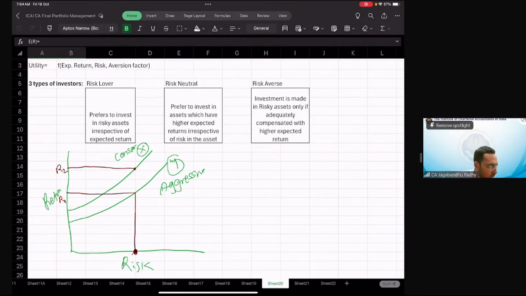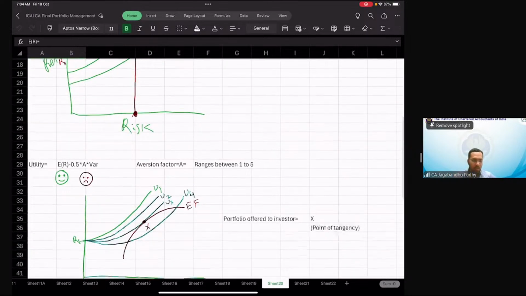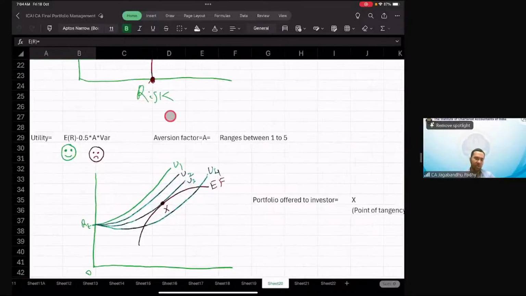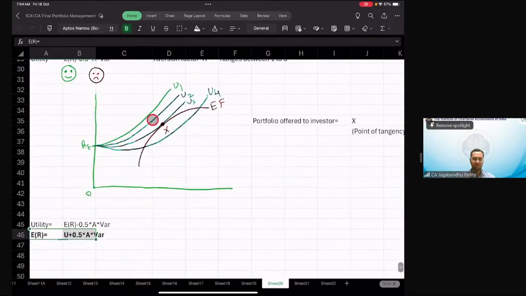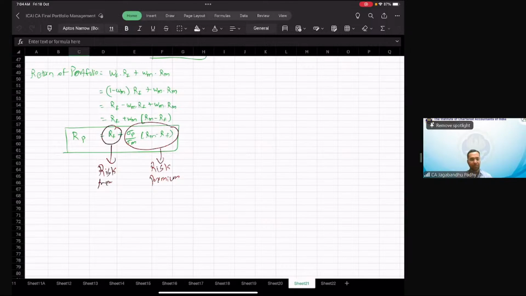So Markowitz portfolio theory is only for the risk averse investor, because they are the rational persons who are ready to invest in a risky security, provided they are adequately compensated with a higher expected return. And the utility was defined as expected return minus half into aversion factor into variance. Now, that aversion factor, we stated ranges between 1 to 5, and then we matched the utility curve with the efficiency frontier, with the tangency being the best portfolio that was allocated to the client or to the investor.